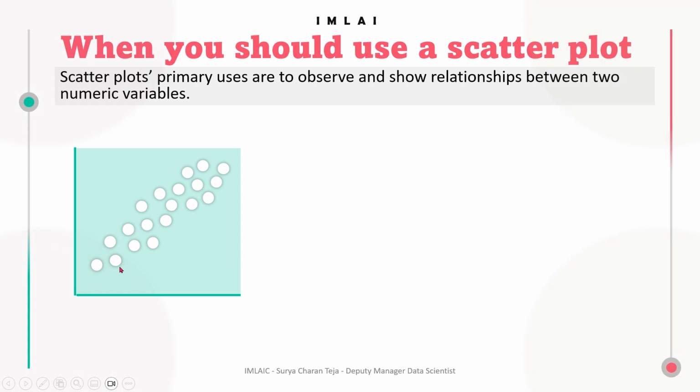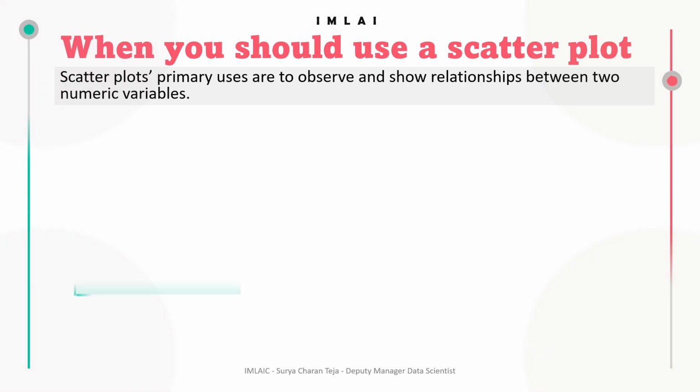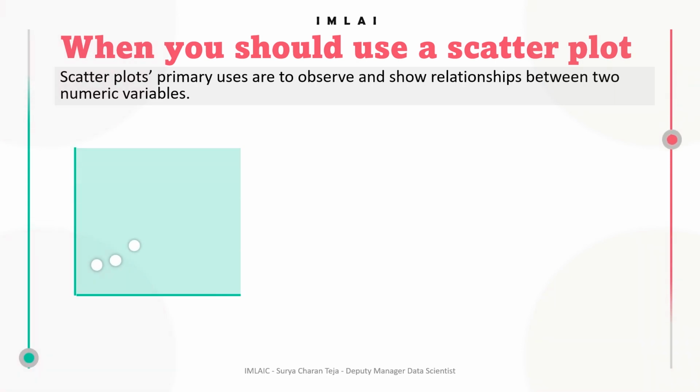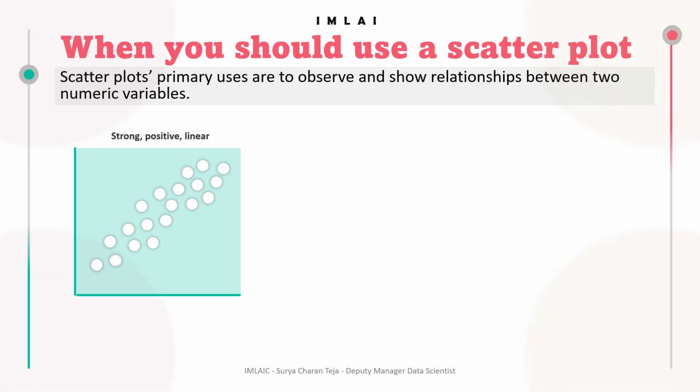So now the first type of scatter plot representation that you can see on the screen. They're positively correlated, they're tightly packed, and they're linear. So hence we call this relation strong, positive, linear.